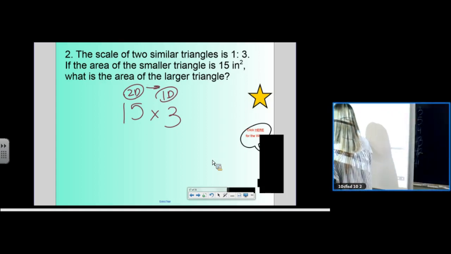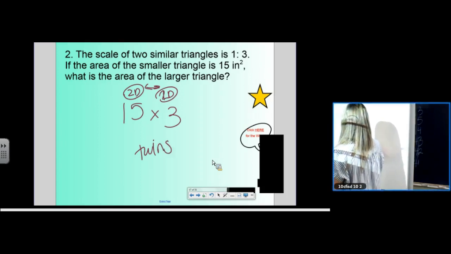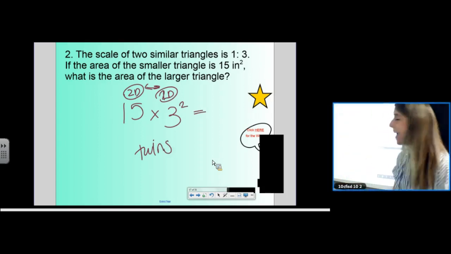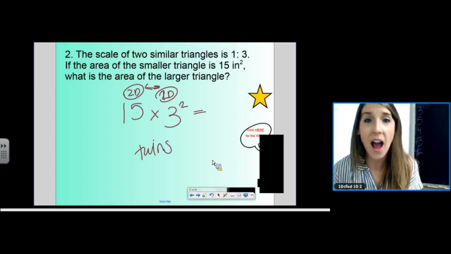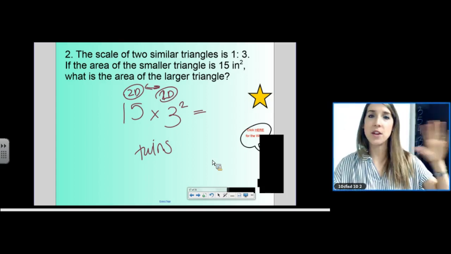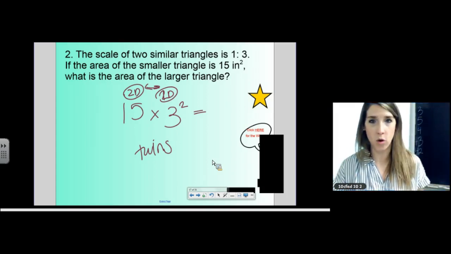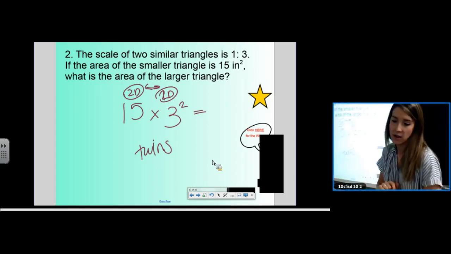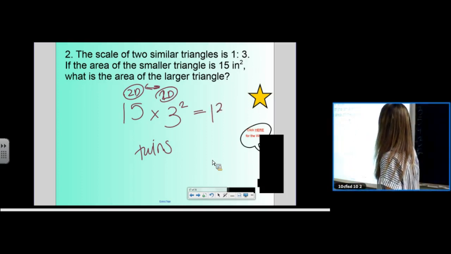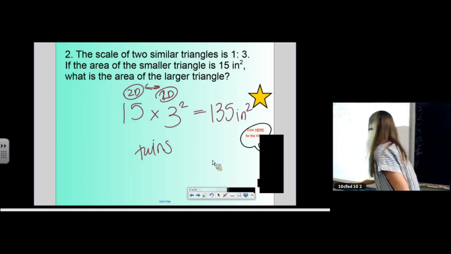These need to match. Those need to be twins. And so, to make them twins, you don't multiply it by 3, you multiply it by 9. Just like when we doubled the note cards, it wasn't by 2, the area was multiplied by 4, 2 squared. So the final answer is 135 inches squared.